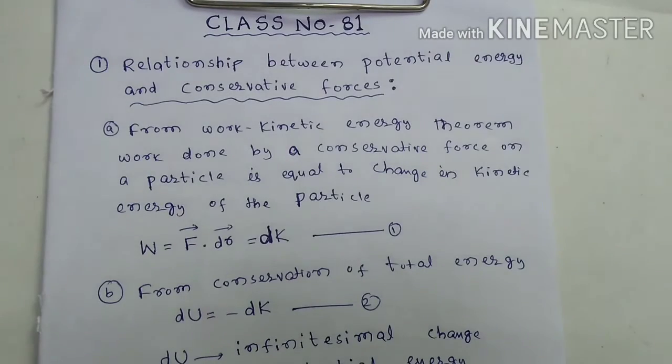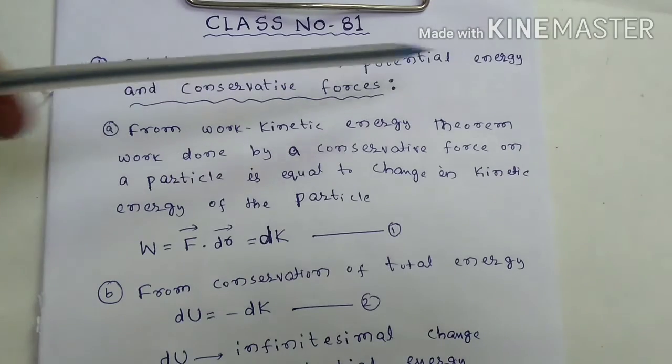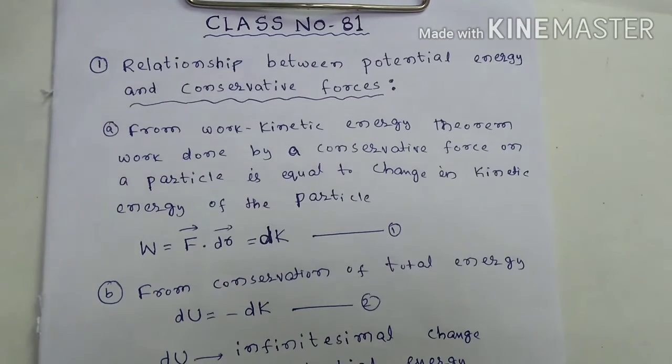This is class number 81. We are going to find out the relationship between potential energy and conservative force. We can solve this in 3 steps. First step is like this.